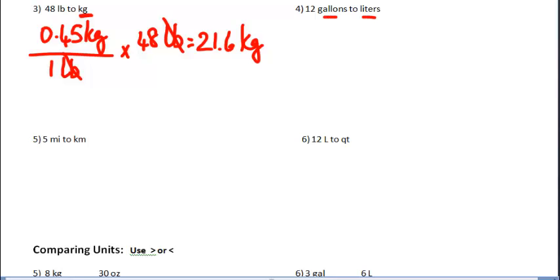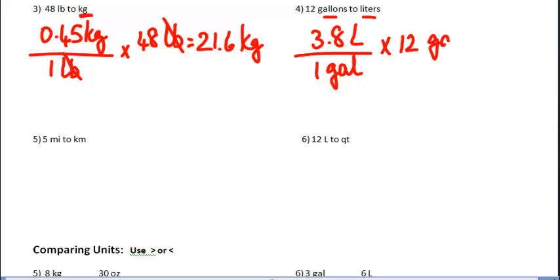The conversion factor is 1 gallon is 3.8 liters. I need the liters, so I'm going to put 3.8 liters in the numerator over the 1 gallon times the 12 gallons that they have given me to convert. Cross them out, multiply 3.8 times 12, and the answer is 45.6 liters.